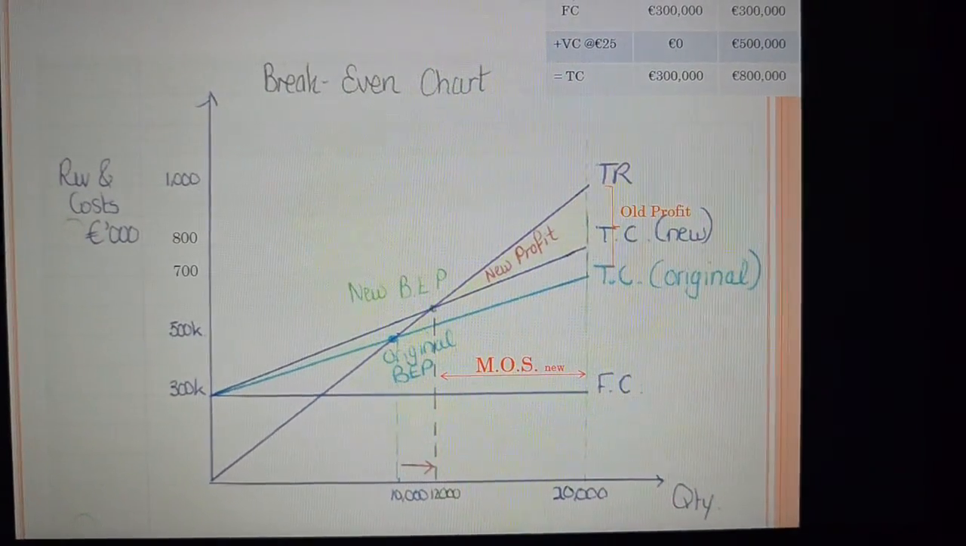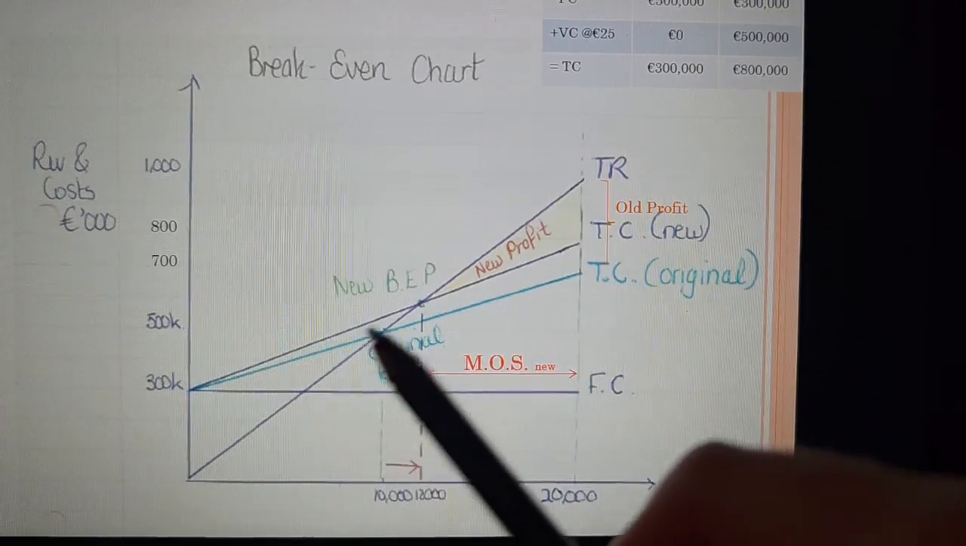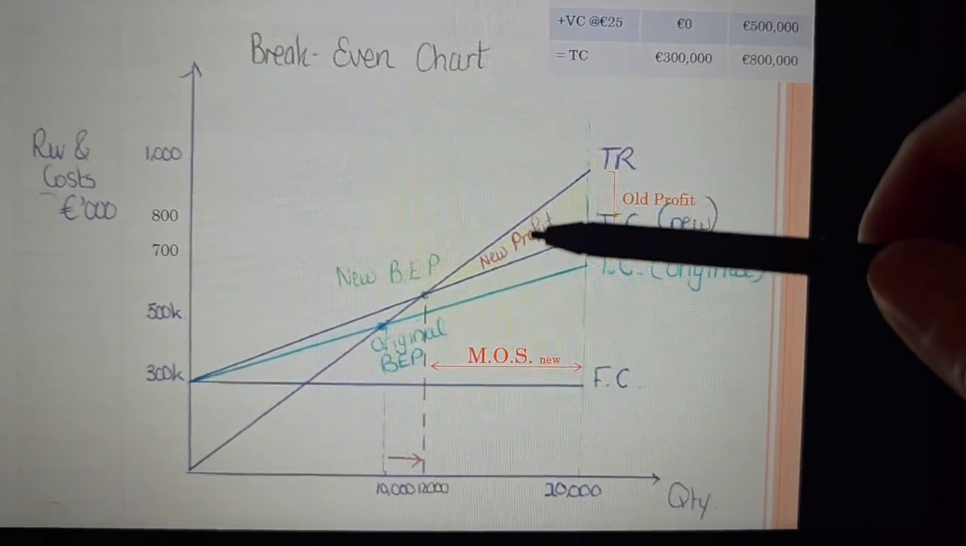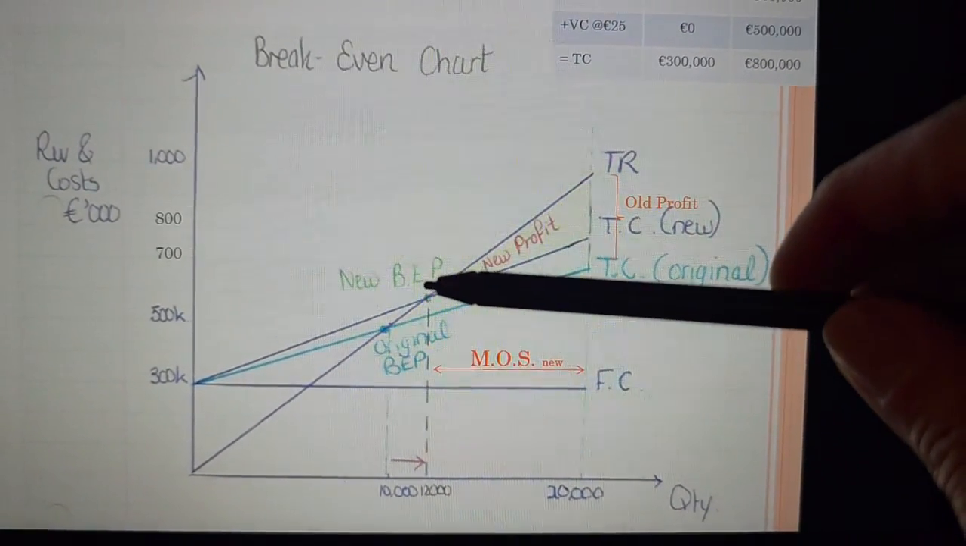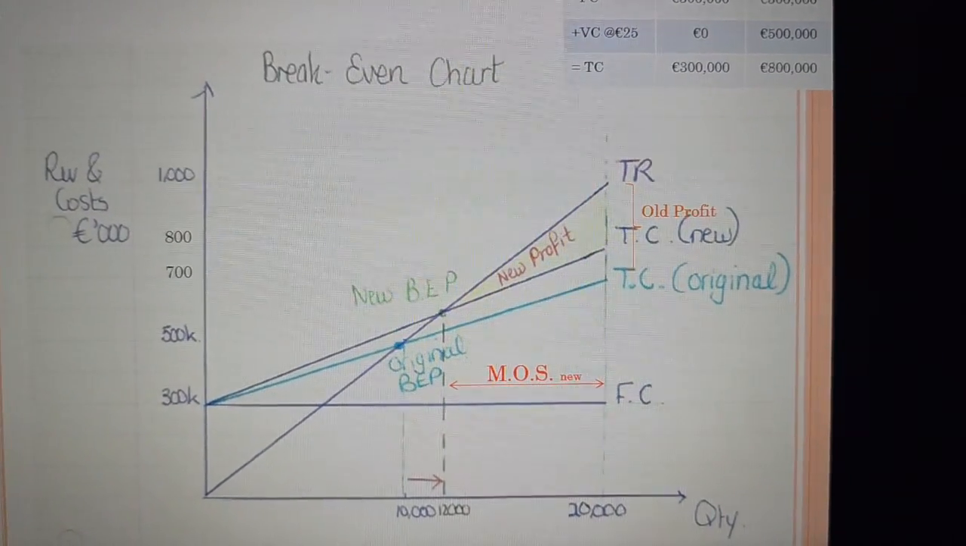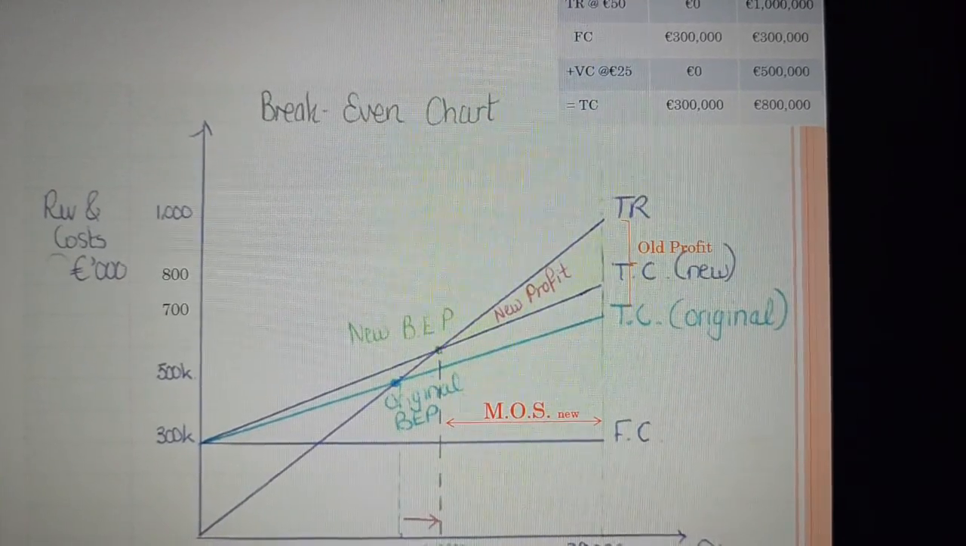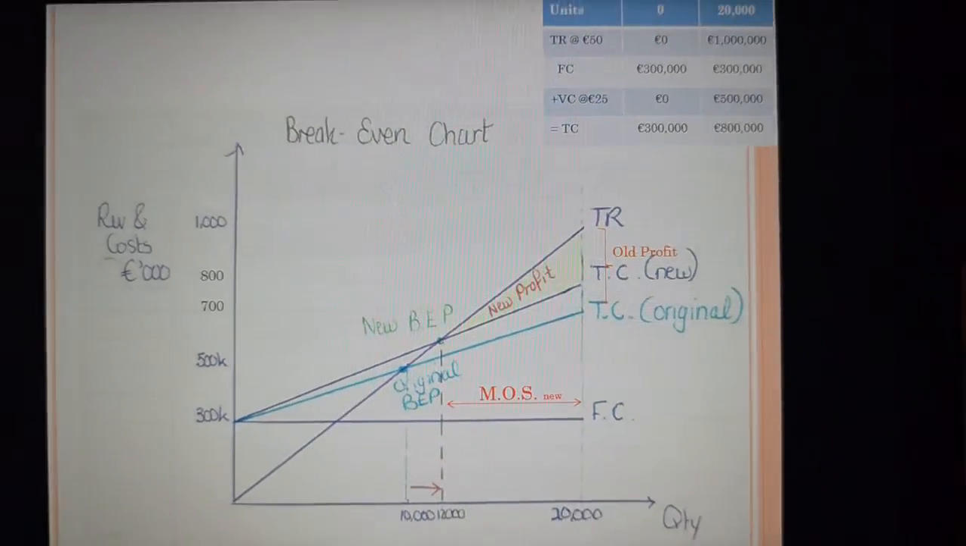Okay, and that's all you need to illustrate on your original graph. Show the new total cost line, show the new profit, show the new break-even point, and show the new margin of safety. And that is now illustrating the effect that a small change in the variable cost had on those three aspects.